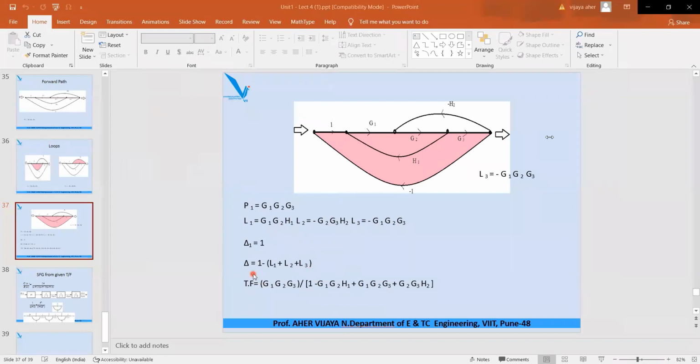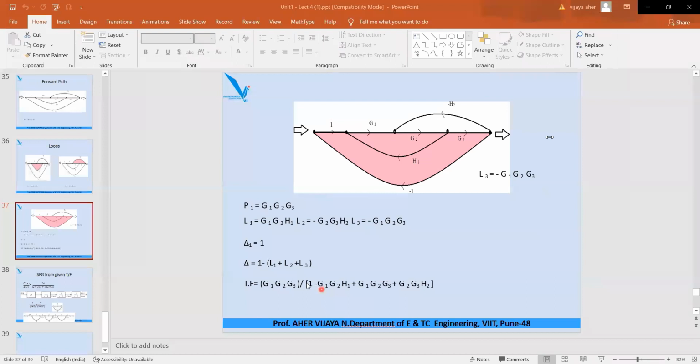Okay. So I have calculated Δ = 1 minus (L1 plus L2 plus L3). Now I just have to fill in the parameters of all these equations into the transfer function equation. So the transfer function by using SFG, by using Mason's gain formula, is G1, G2, G3, that is the forward path. Only one forward path is there. So I have written the equation for forward path P1 is equal to G1, G2, G3 divided by 1 minus (L1, L2, L3).